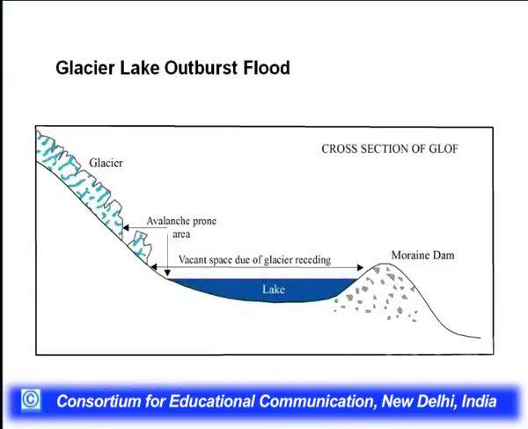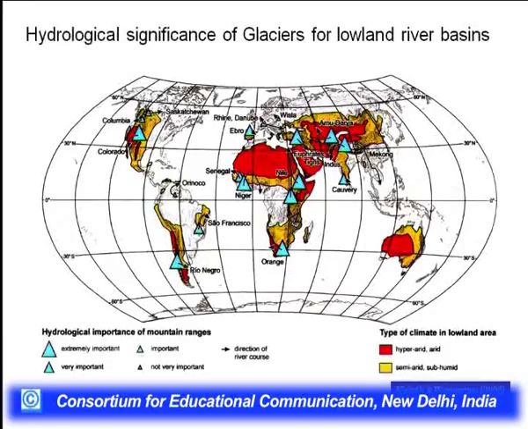Here you can see the cross section of the globe. We have the glacier and then avalanche prone area. Then we have the vacant space due to the glacier receding, where a lake exists, and on the other side we have the moraine dam, and then suddenly we get a lake outburst flood, causing a lot of damage to far distant places, because there exists a highland-lowland interactive system, an upstream and downstream relationship. Any problem in the upstream causes a problem to the downstream.